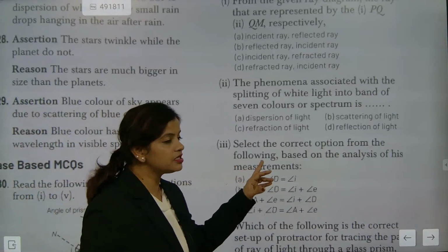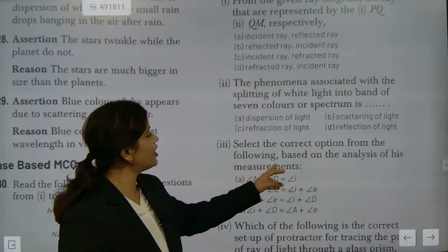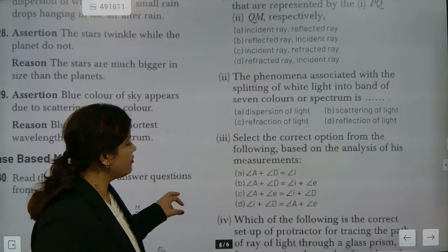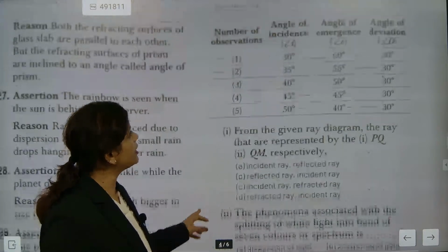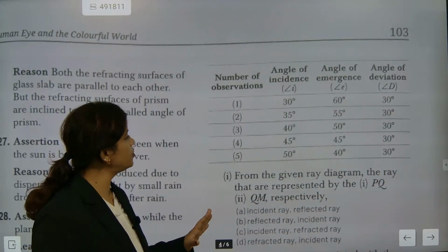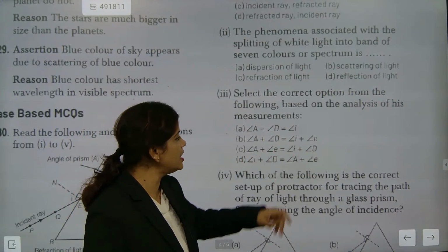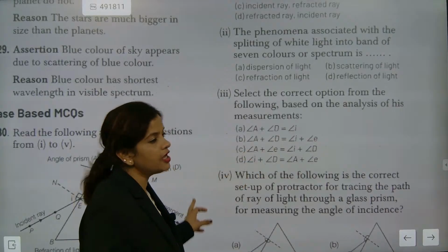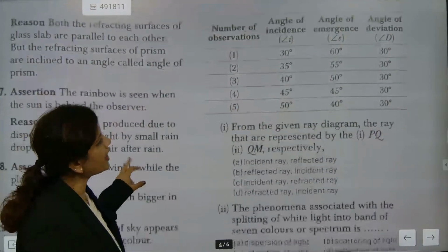Come on, children. Check whether you are live or not and start doing that work. Now, the third one, the answer is very important. Select the correct option for the following based on analysis of measurement. For analysis of measurement, you will see one thing in the table. They are asking angle of incidence, deviation, emergence and A. But they have given only 3 angles here. 4 angles will be needed.